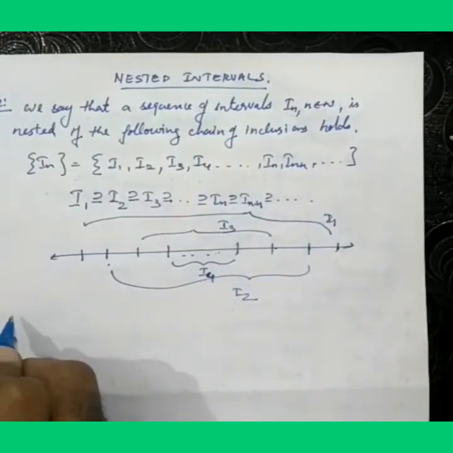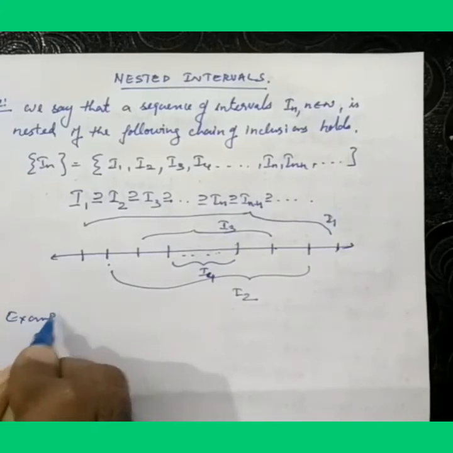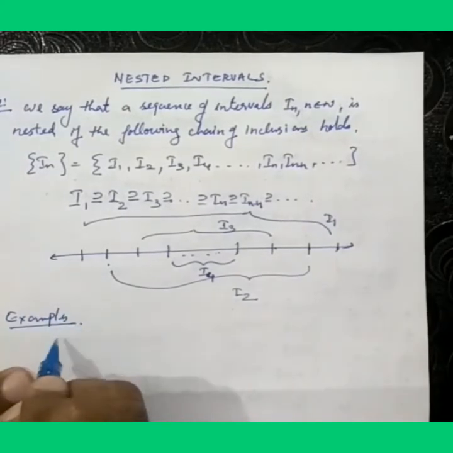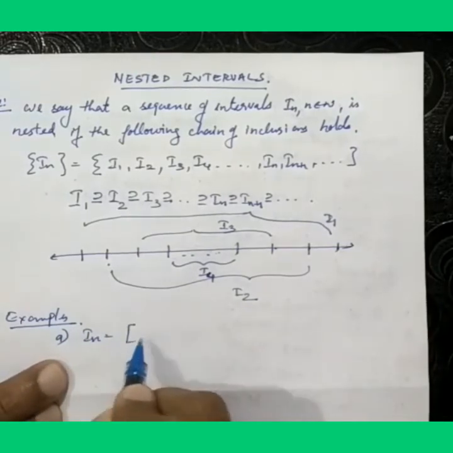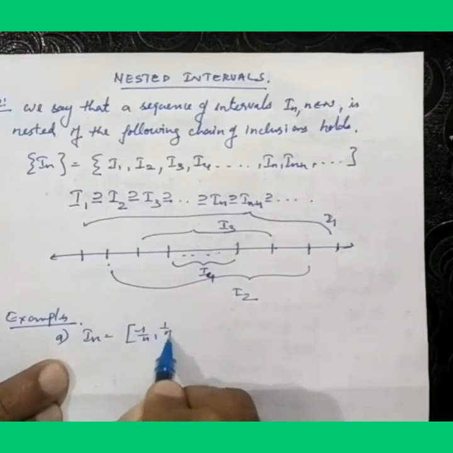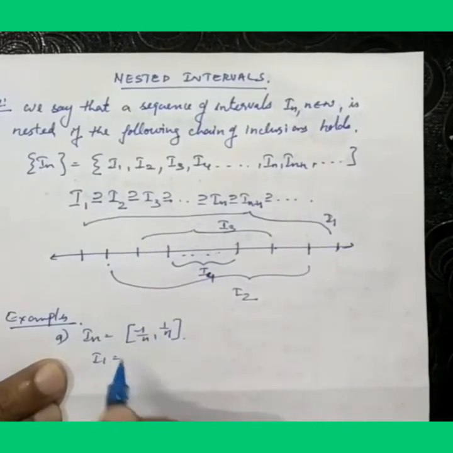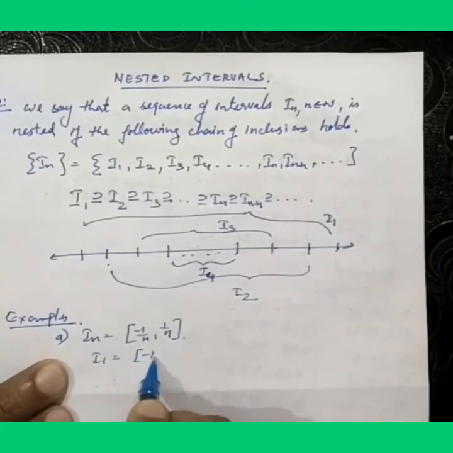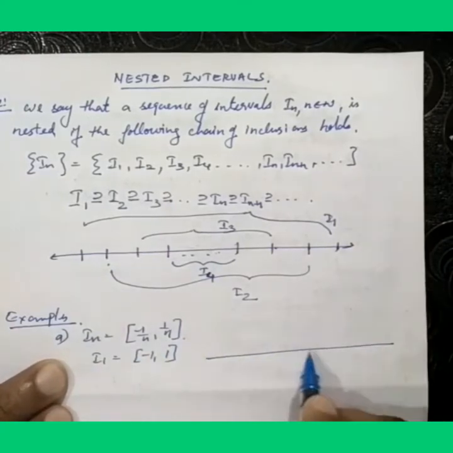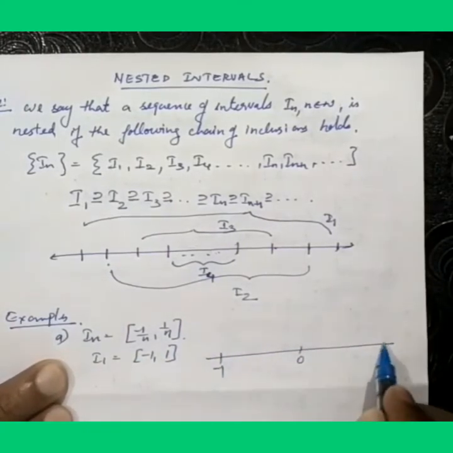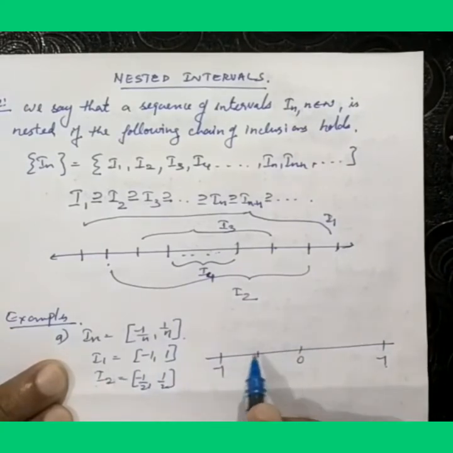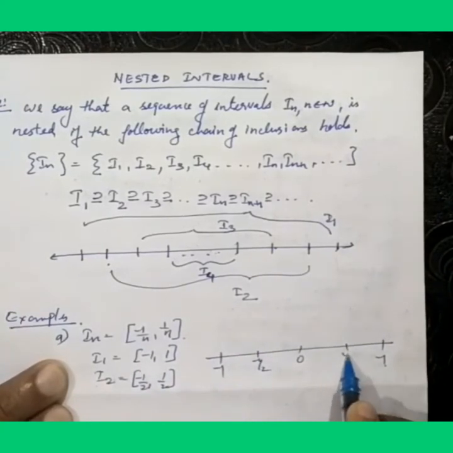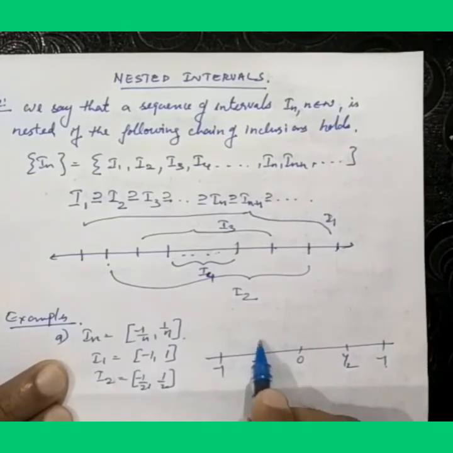Okay, now we'll see some examples. So example A: I_n is equal to the closed interval [-1/n, 1/n]. Here what is I1? I1 is equal to the interval [-1, 1]. So in this, if this is 0, let this be -1 and let this be 1. So this is my I1. What is I2? I2 will be the closed interval [-1/2, 1/2]. So here you have -1/2 and here you have 1/2. So this is our I2.